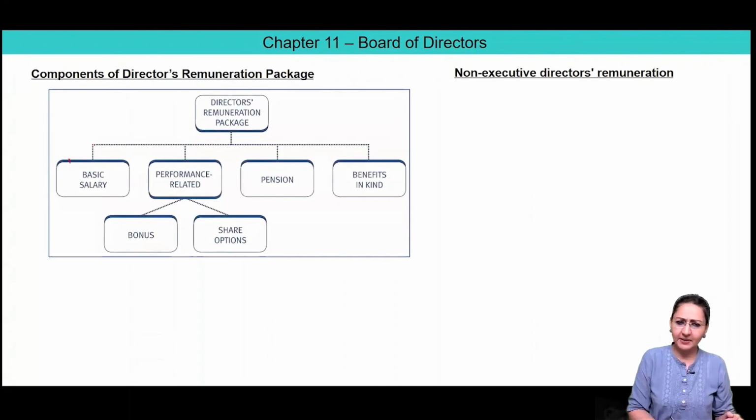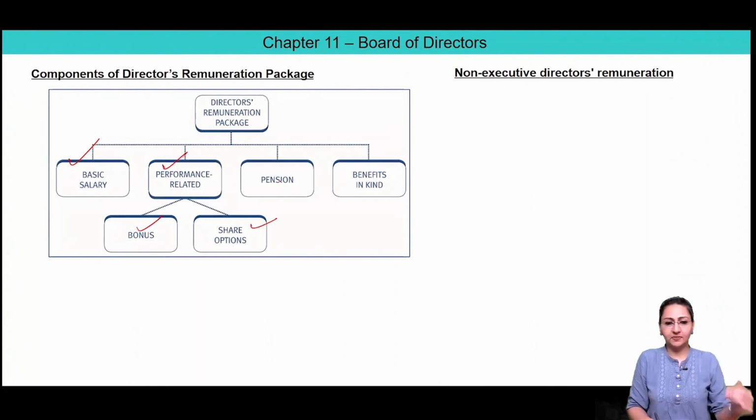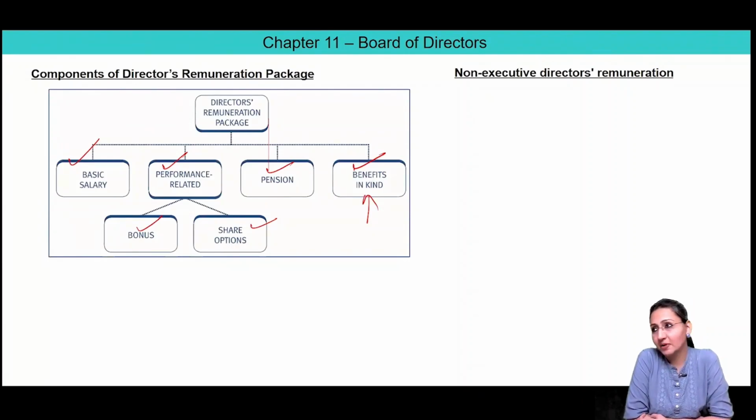For the director, he can have a basic salary, a bonus, share options, ESOPs, a pension, and some benefits in kind. You remember agency costs? For the directors, residual loss was a term which we were using for benefits given to them in kind. They use cars, they use bungalows, and these bungalows and cars belong to the company. So the company incurs expenditure on these bungalows and cars which are provided to the directors. These are benefits in kind which we categorize as residual loss under agency costs.